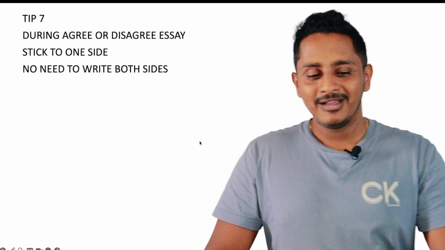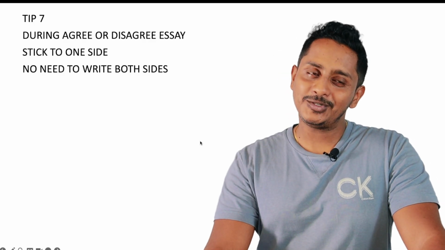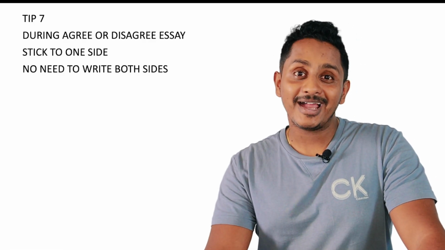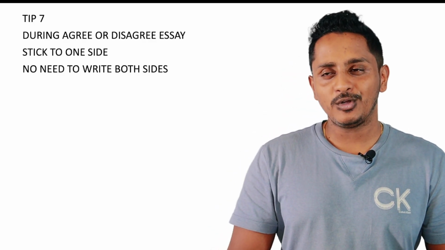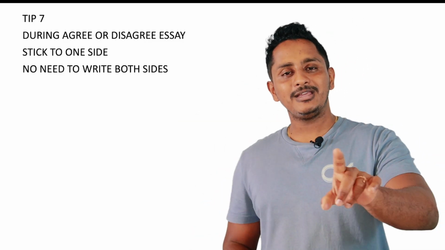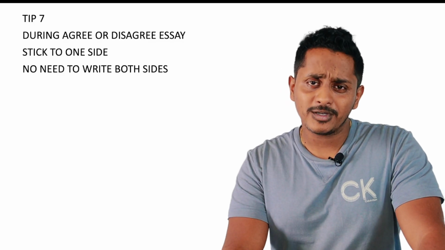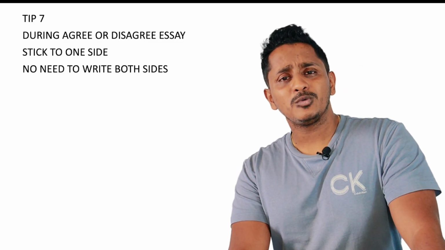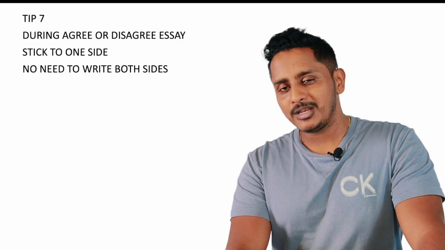Real stuff. Okay, tip number 7: during an agree or disagree essay, stick to one side. On the other hand, no need to write. It's agree or disagree. You want chocolate or ice cream? I want both. No, no, no. You have only one option. If you agree, then the second para also you should say why you agree. The third para also you should say why you agree. You don't have to say why you disagree. Not required. You only have to stick to one point.